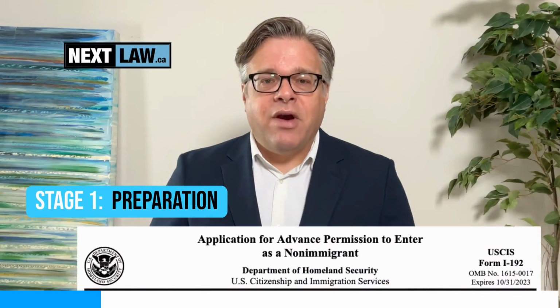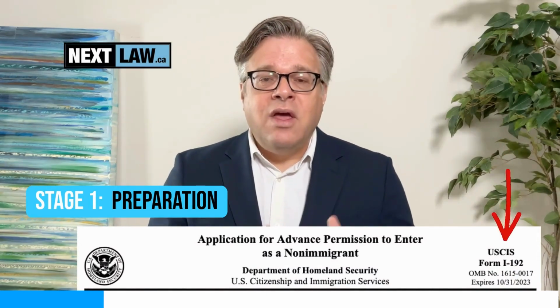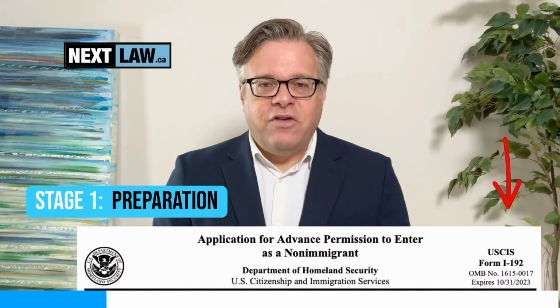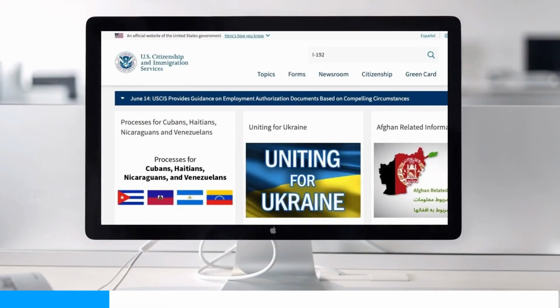The first stage to get your US Entry Waiver involves preparing Form I-192, the application for advance permission to enter as a non-immigrant. This form, which is available on the US Citizenship and Immigration Services website, requires extensive documentation. I'm going to share with you 2 insider speed tips to help you expedite your Form I-192 preparation for your US Entry Waiver application. These tips can save you weeks and possibly months in the preparation process.